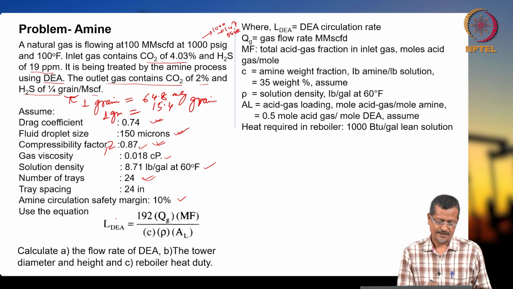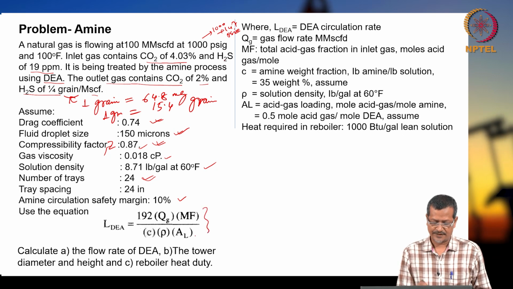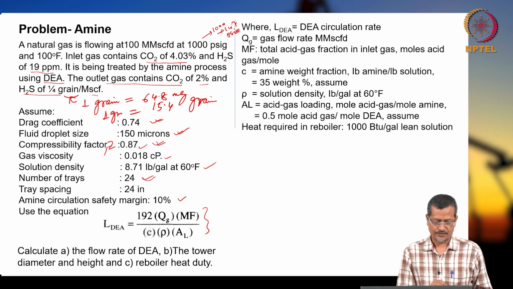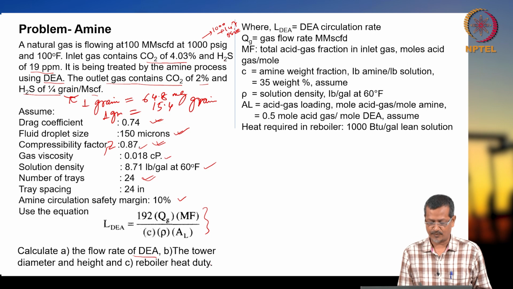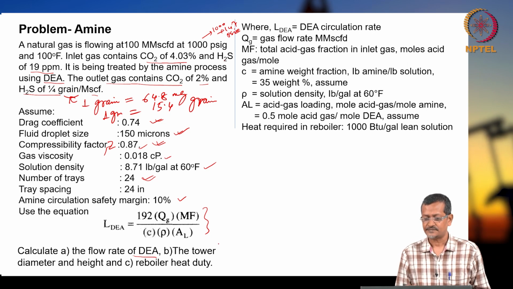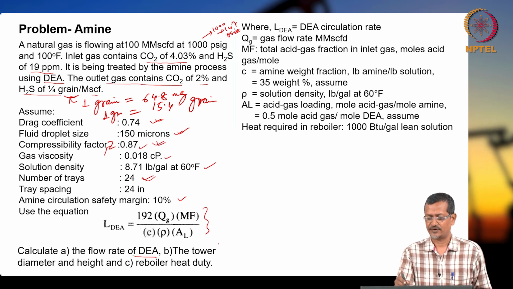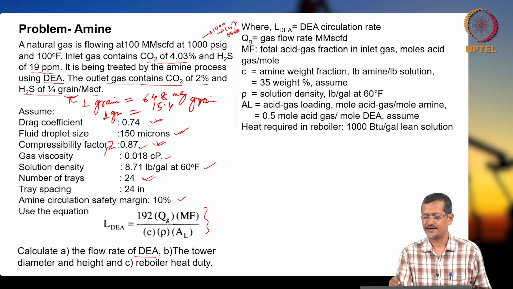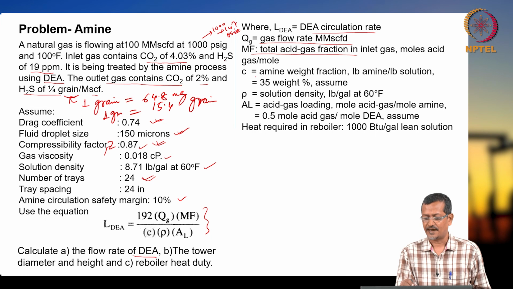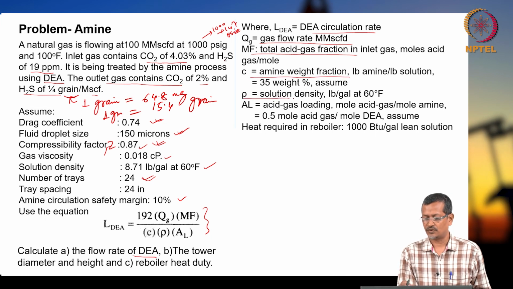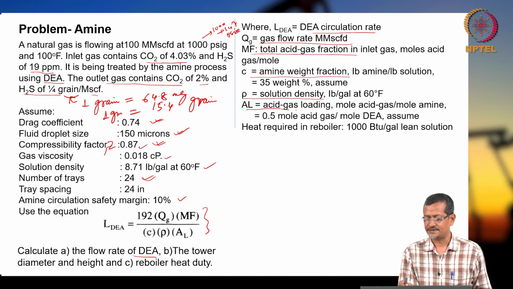Okay. Use this equation. I already told you this equation, L = 192 Qg MF / (C rho AL). You have to calculate the DEA flow rate, the tower diameter, height and reboiler heat duty. The terms are also explained here. L is the DEA circulation rate, QG the gas flow rate, MF the total acid gas fraction, C the amine weight fraction, rho the solution density, and AL the acid gas loading.